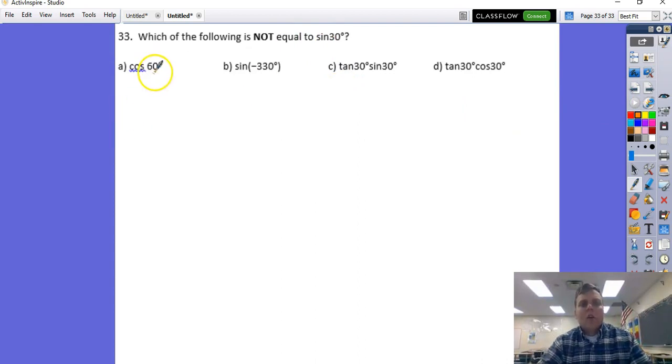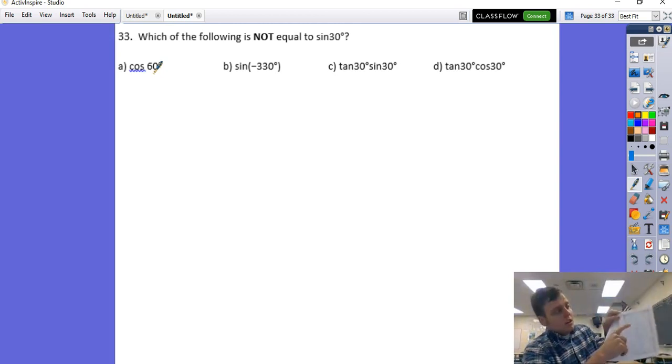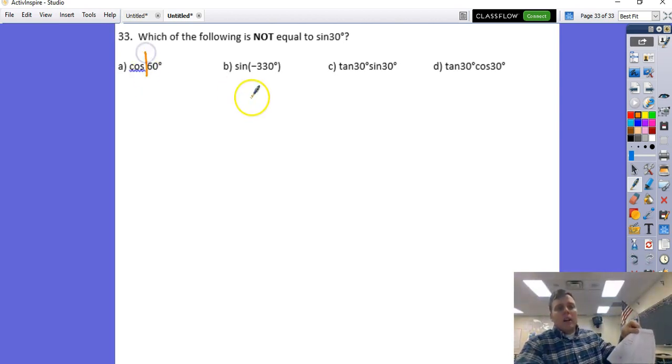Alright, cosine 60. Well first off, what is sine 30? Sine 30 is 1/2. Cosine 60, I'm just looking at my trig chart. Sine 30 tells me is 1/2. Cosine 60 is 1/2, so that one does equal, so it's not my answer.